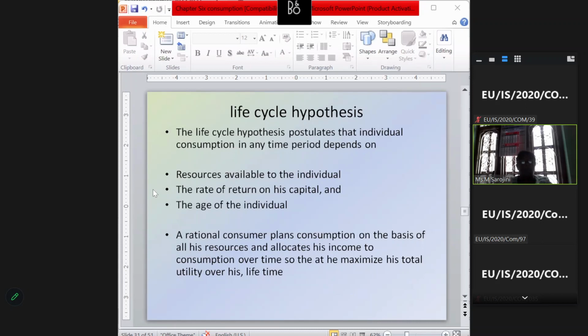And the rate of return on his capital. Sometimes he may have saved his income, life income, and get the return. That also determines this. And the age. Age also, sometimes he may die at 50 years, sometimes he may die at 105 years or so. That is also determined. The rational consumer, this is explained by the life cycle hypothesis.